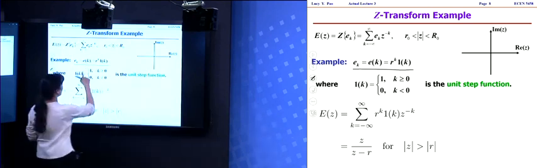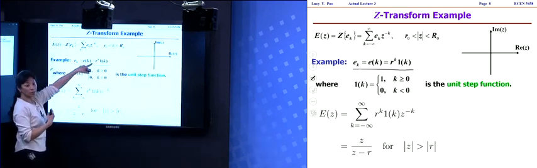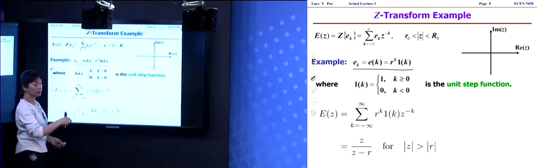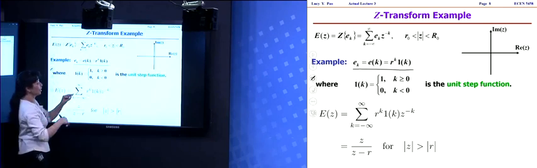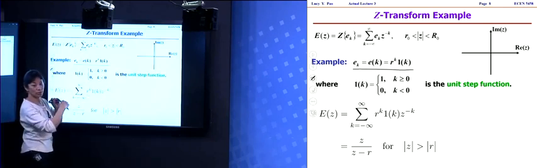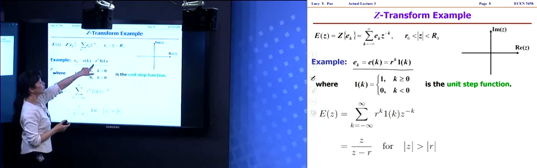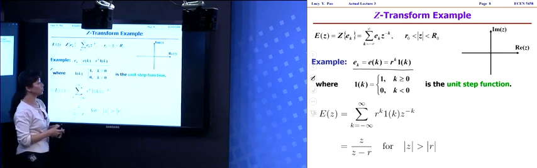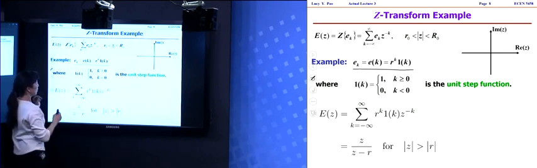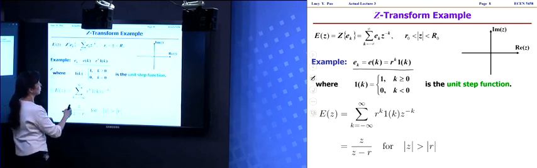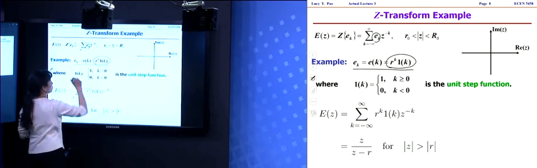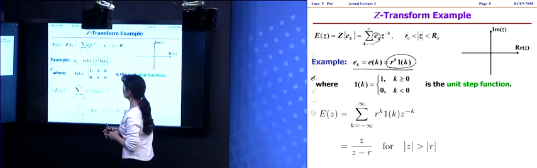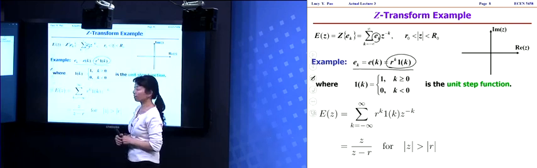If r has magnitude greater than 1, it'll be a growing sequence. If r has magnitude equal to 1, then the magnitude will remain constant for all k. If r has magnitude less than 1, it's a decaying sequence. All right? So the Z transform, by definition, is we take e of k, and I'm going to plug it in for e of k in this infinite sum. So we just plug that in here, times z to the minus k, sum over all k.